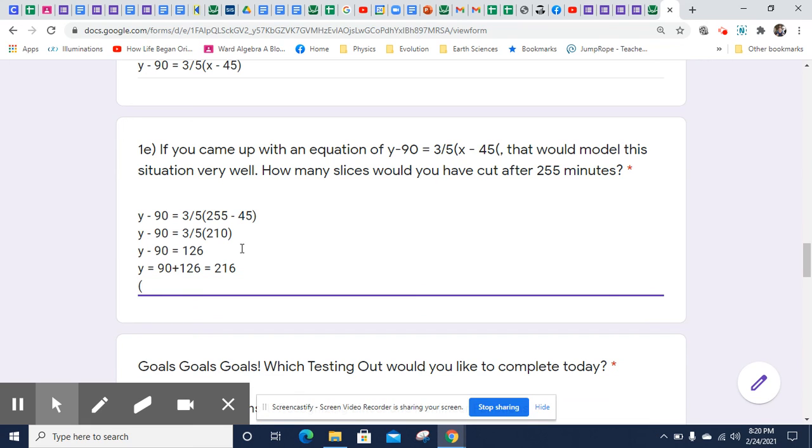So we're going to write this in here as 255 minutes, 216 slices. And that is how you do it. I hope that helped. And I will stop sharing and fix all my typos.